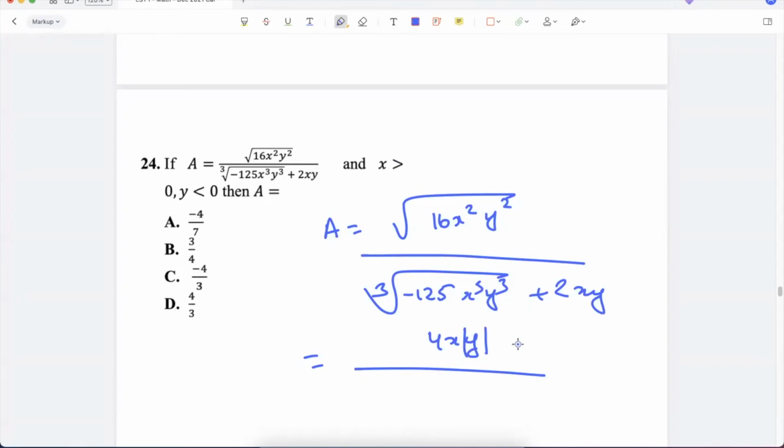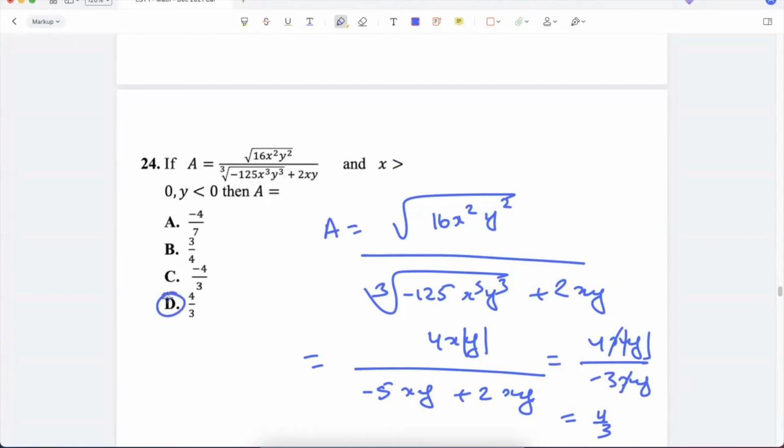So 4xy, and this would be minus 5xy plus 2xy. Yeah. So this would be 4xy by minus 3xy, right? Now the x and the x will cancel, and so this will be minus 4 by 3. Option D.